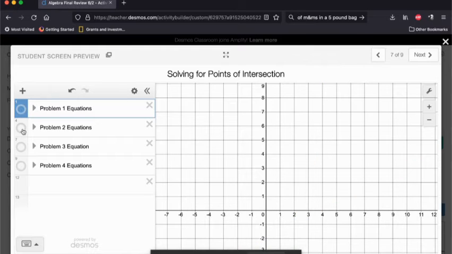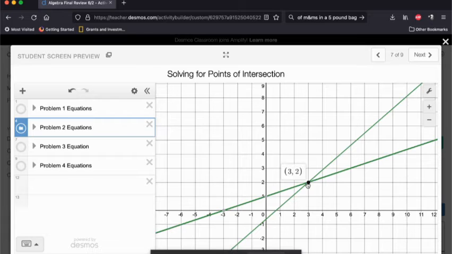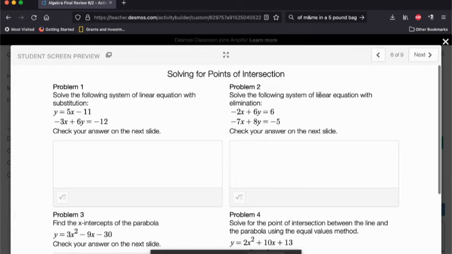All right. Problem 2, I'm just going to preview this and say the graph shows us it intersects at 3, 2. So if I look at problem 2, it's saying use elimination, and notice how x's are stacked, y's are stacked, equals are stacked, and numbers are stacked. That's your clue that elimination is going to be the proper approach.